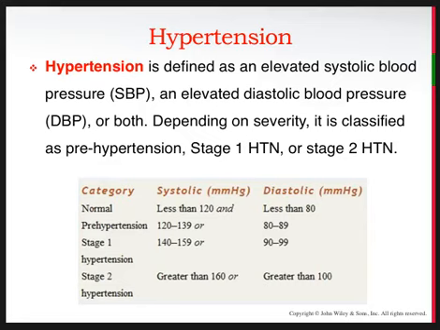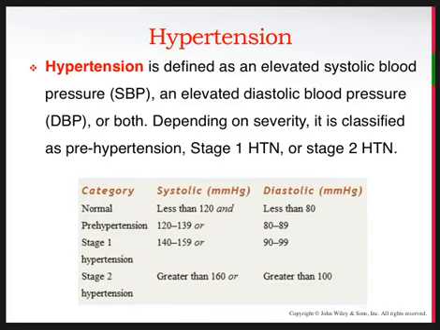Hypertension. So hypertension is your vocab word. What it means is elevated systolic blood pressure. It can be an elevated diastolic blood pressure, or it can be both. So it can be an elevation in the systolic number, the diastolic number, or actually even both. And depending upon severity, it gets classified.